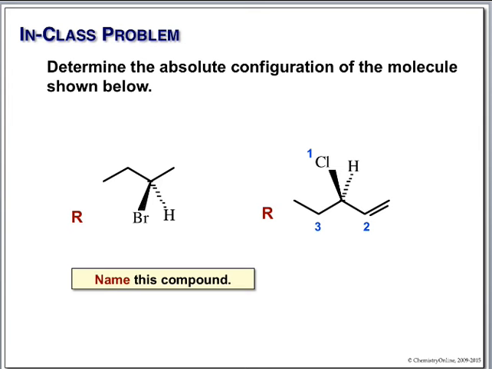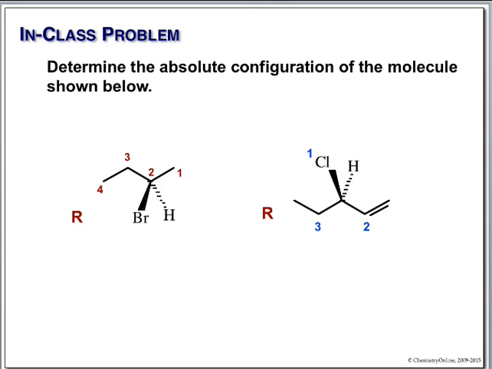This is going to be R, a butane. We put the R in parentheses. That tells us that that is the absolute configuration. Again, we have no spaces, only dashes. And this is R2-bromobutane.